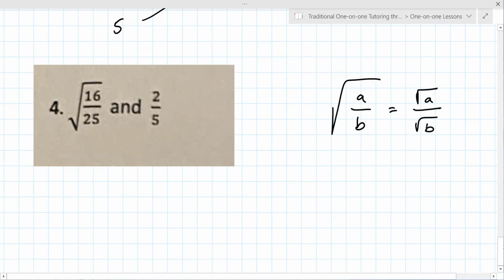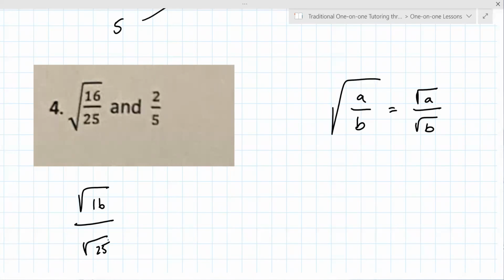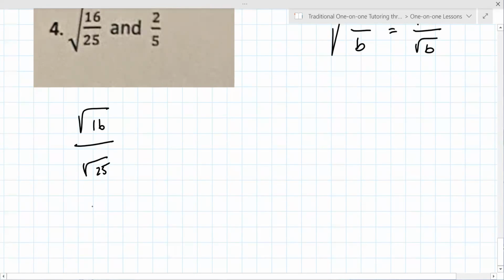So this is the square root of 16 over the square root of 25. Now you know these values from the table. So go ahead and find those, please. What is the square root of 25? And what is the square root of 16? The square root of 16 is 4, and the square root of 25 is 5. So this is really 4 over 5.